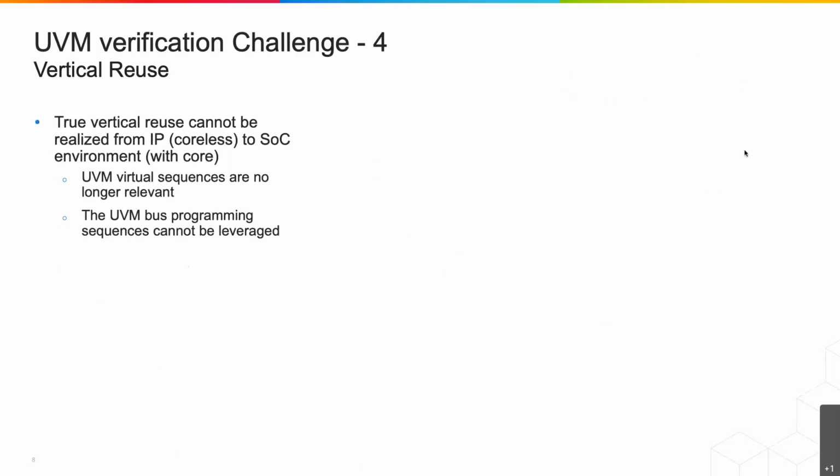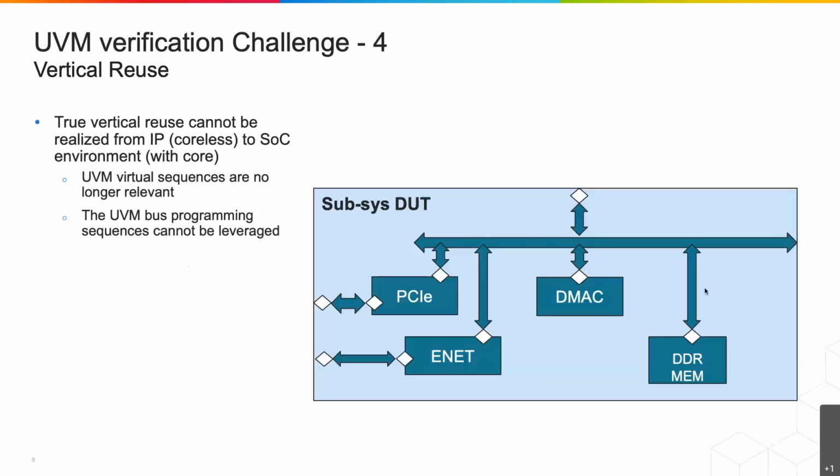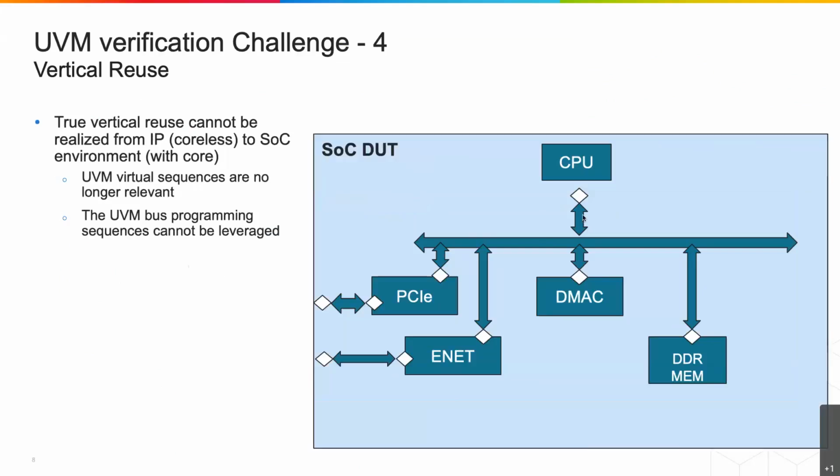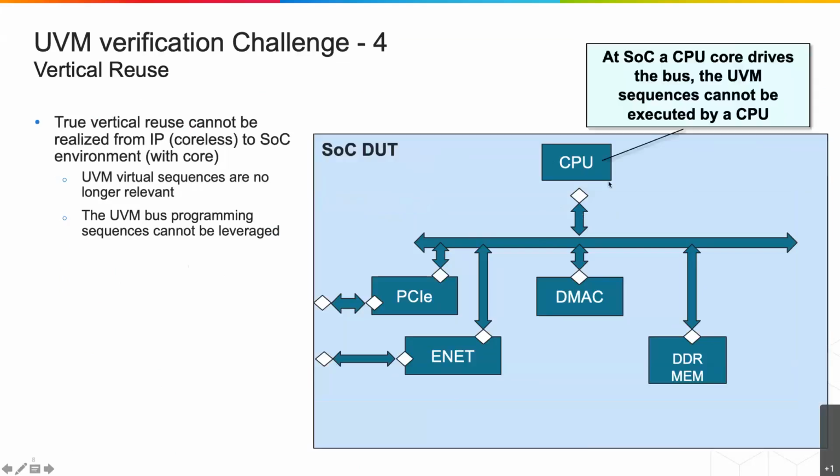The other verification challenge in UVM is vertical reuse. Once you have a programming sequence in UVM, you cannot reuse it at SOC level. But consider a case where a subsystem environment is creating programming sequences in their bus-based UVC. Now, when you go to SOC level, this programming sequence usually needs to be run on a CPU, and the UVM bus-based sequence cannot be reused here.